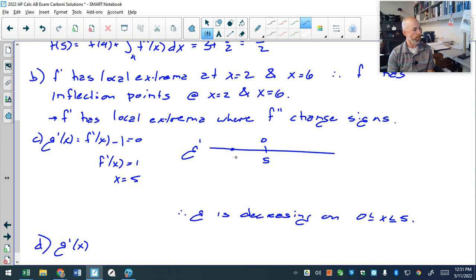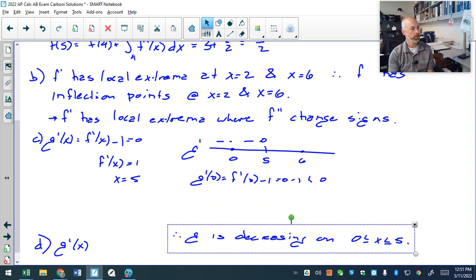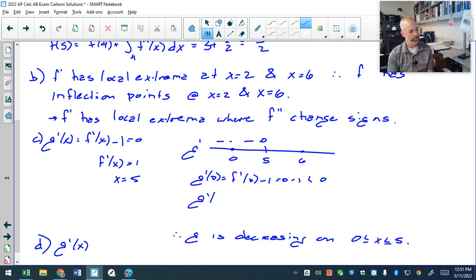I'll plug in G prime of 0, and I'll plug in G prime of 6. And remember, the number line is invisible, so I need to actually write down G prime of 0 is equal to f prime of 0 minus 1. F prime of 0 is 0. That is negative. And then G prime of 6 would equal f prime of 6 minus 1. F prime of 6 is 2 minus 1. That is positive.